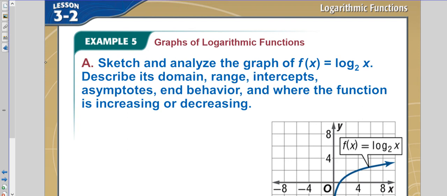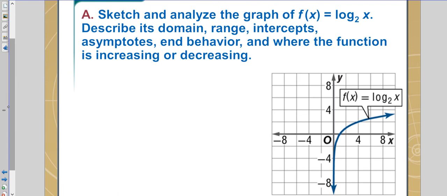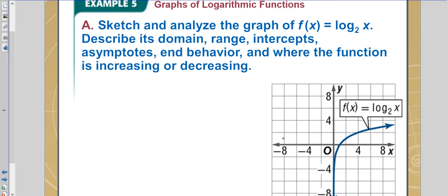Now let's look at how we sketch logarithmic functions. I've already given you the picture, and this is a base of 2, the number x. We don't know the power, but the x is just going to be the different numbers. This is the inverse of an exponential function with 2 being the base. It would look like this.